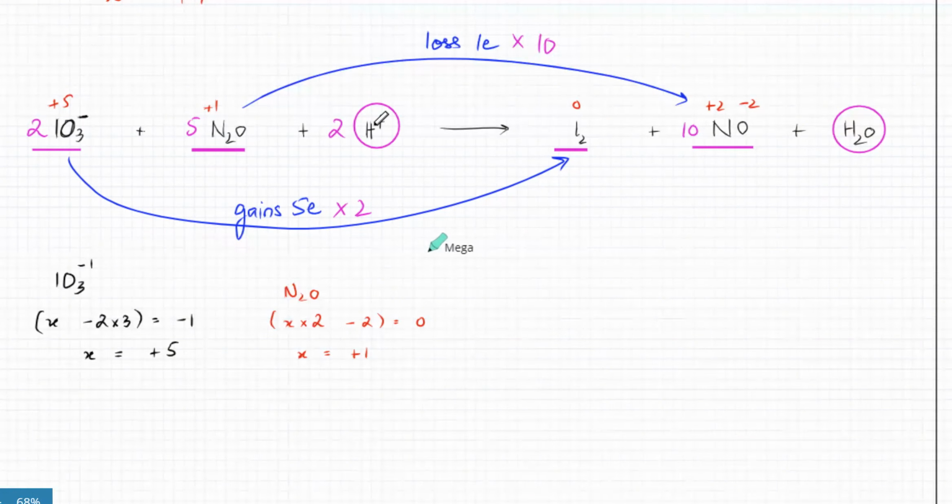So make sure you balance the number of electrons gained and lost, make them equal. Before moving to the moles question, we'll do some more practice with this.